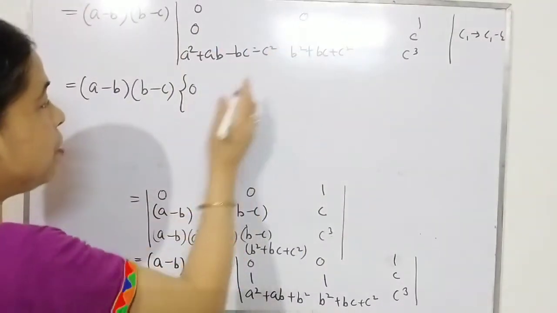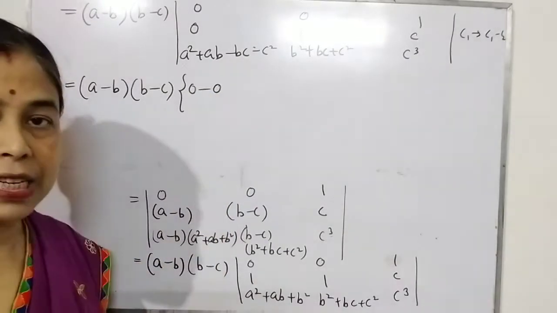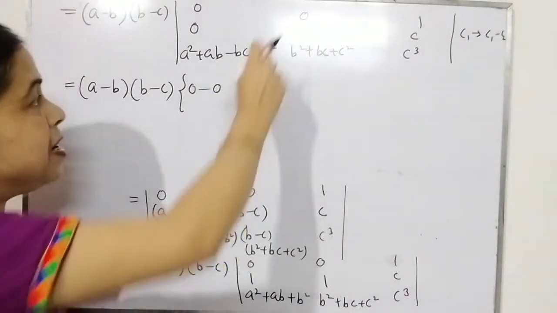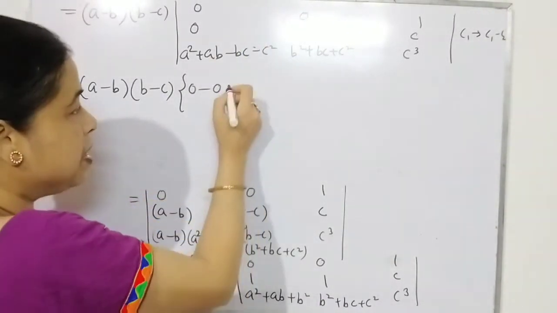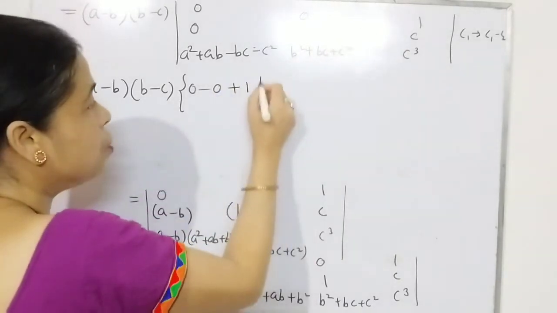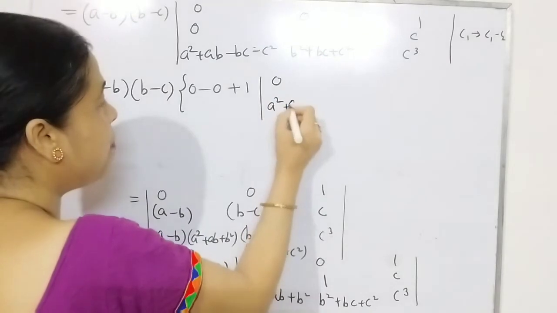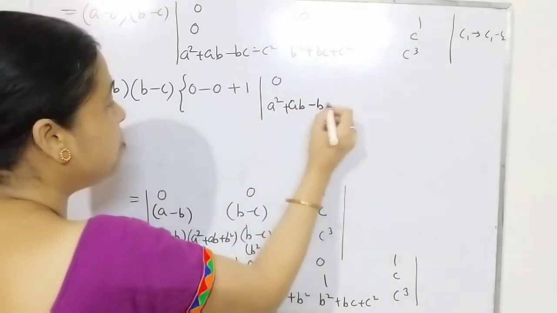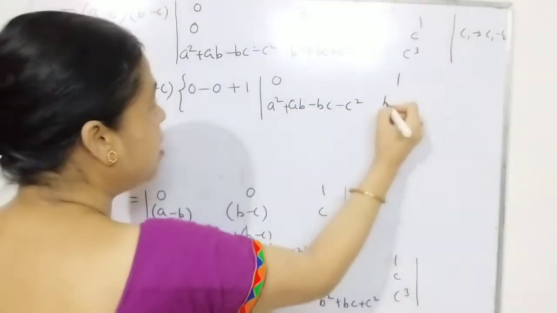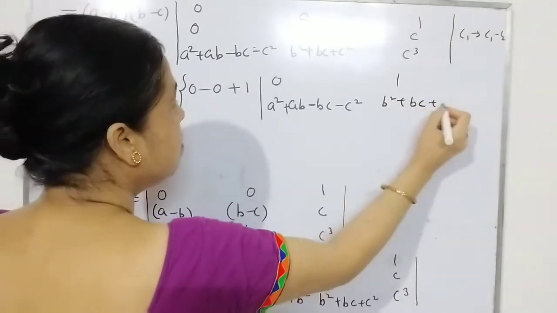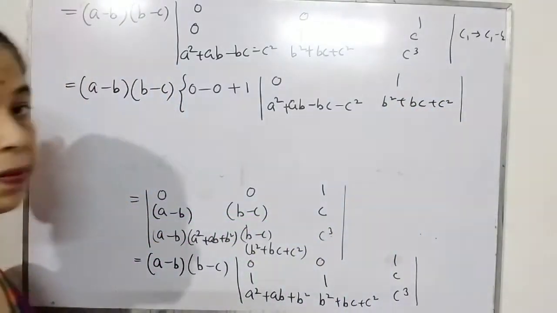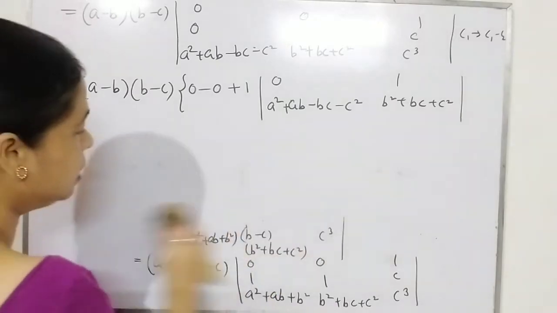I am not writing the deleted row and column because 0 multiplied with any number will give 0. Similarly, this is also 0, so I have not written anything. Plus 1. Deleting the row and the column, what is left? 0, a square plus ab minus bc minus c square, and 1, b square plus bc plus c square. This is done.